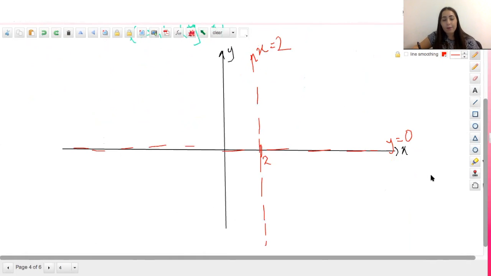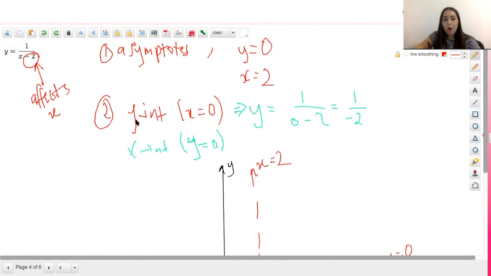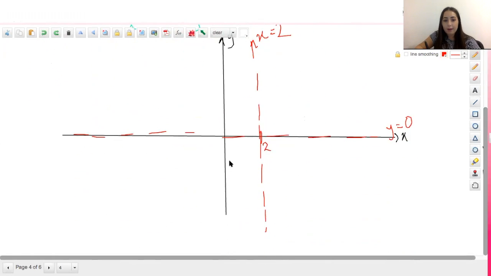And the next thing we found were the intercepts. So the y-intercept was -0.5. So -0.5, if this is -1 here, -0.5 will lie somewhere here. So that means, and there's obviously no x-intercept. So that means we know that both the branches will lie in the first and the third quadrant. So the first branch will lie over here.